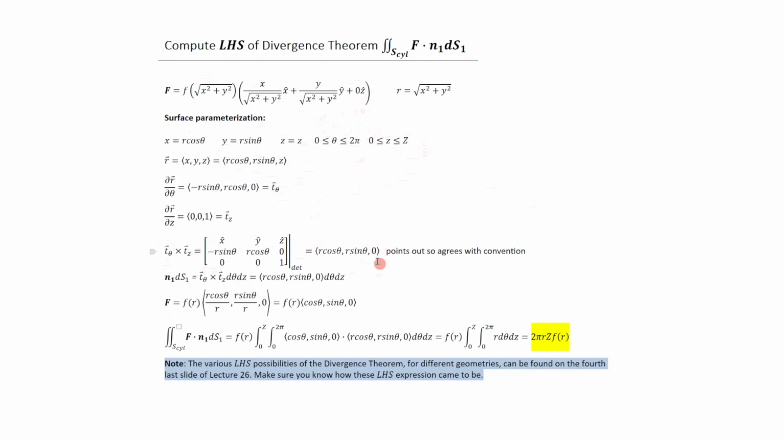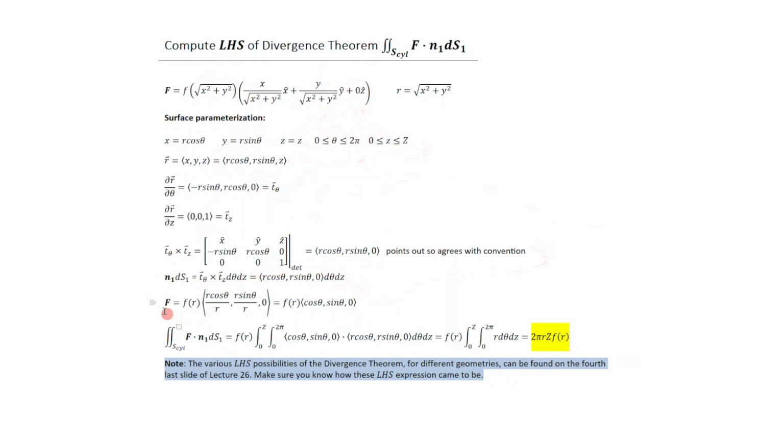And we have to check to make sure that this vector is pointing outwards, because the divergence theorem says the surface area vector should be pointing outwards from the surface, and it turns out this agrees with the convention. So we do not have to multiply by -1. All right, so n1 ds1 for the exterior cylindrical surface is just t theta hat cross tz hat, d theta dz, and you end up with this as the expression.